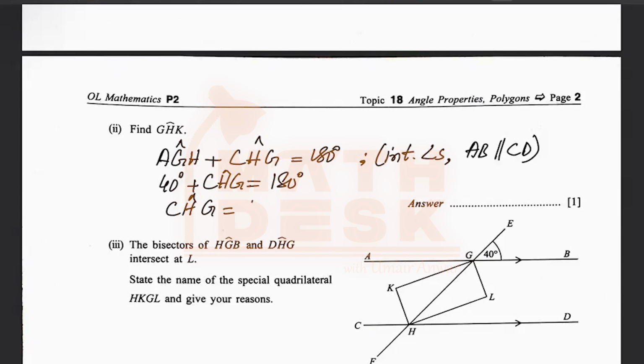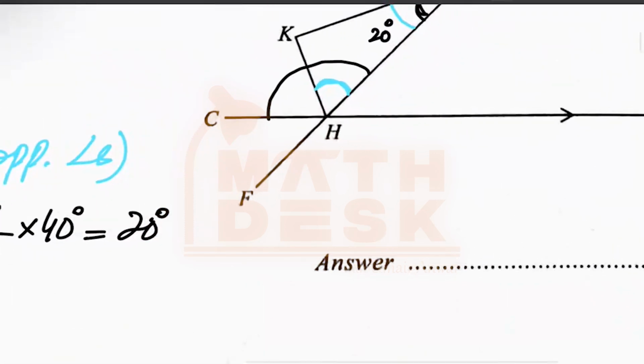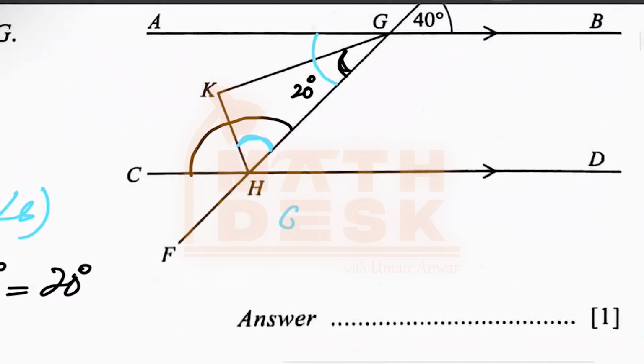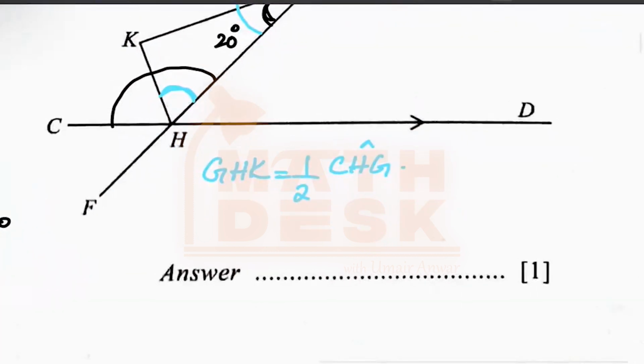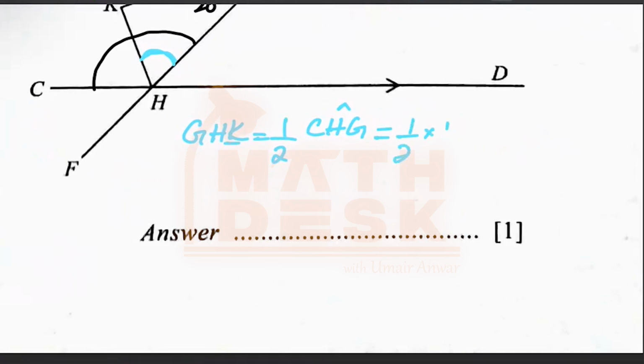So if we want to find out the value of GHK, that would be the half of CHG. So it is equal to one upon two times 140, and the answer is going to be equal to 70 degrees. So this answer is 70. Okay, now it says that the bisector of HGB and DHG intersect at L.